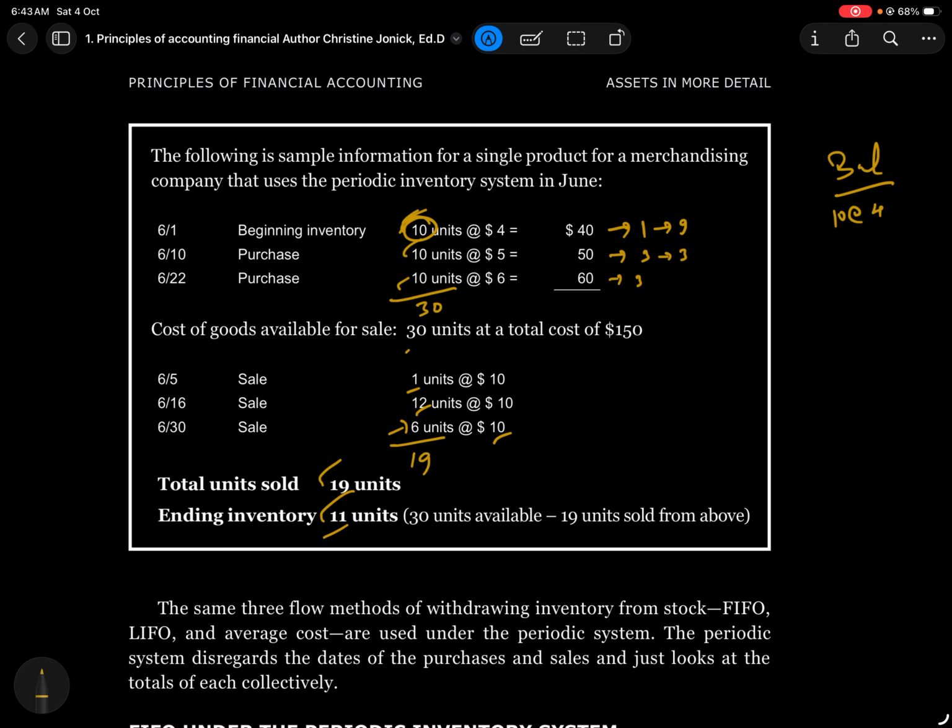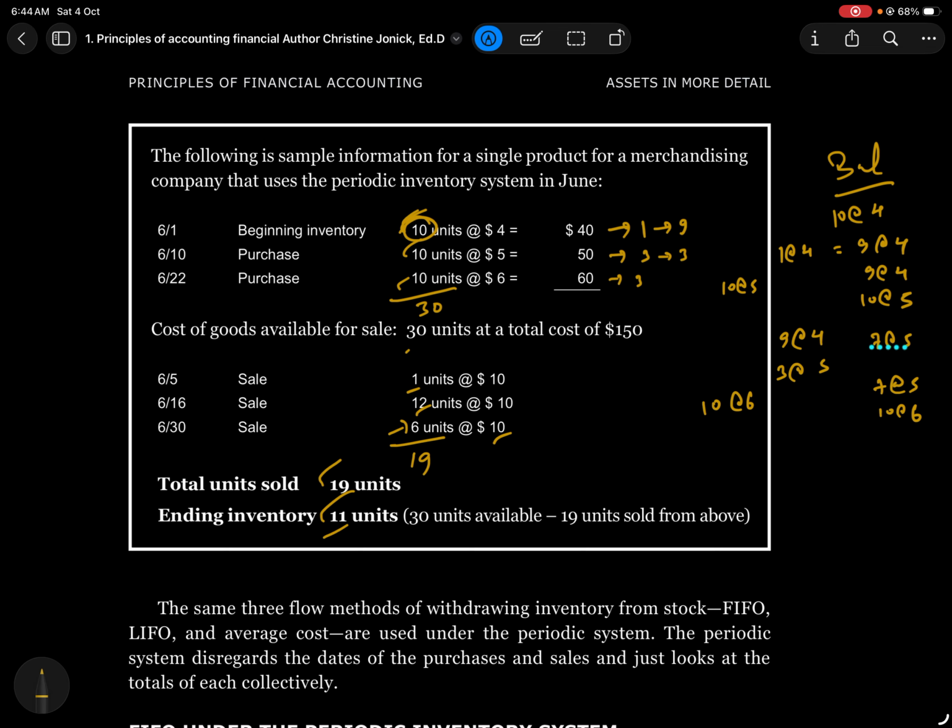So balance would be 10 at the rate 4, right? 1 at the rate 4. I'm doing LIFO, huh? 9 at the rate 4. Right, we purchase 10 at the rate 5. 9 at the rate 4, 10 at the rate 5, right? So when we sell 12, 9 at the rate 4, 3 at the rate 5, what would happen? 7 at the rate 5 will be there, right? There is a purchase as well now. 10 is there at the rate 6, right? So 7 at the rate 5, 10 at the rate 6.